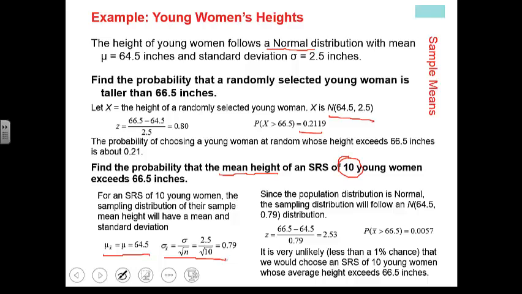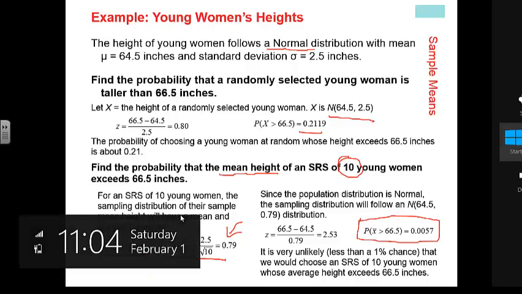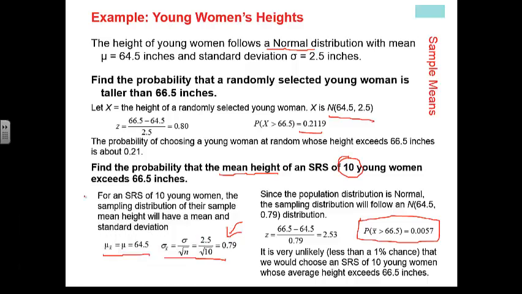To calculate this one, we do exactly the same thing on our calculator: normalcdf of 66.5, comma, infinity, comma, the mean of 64.5, comma, but a different standard deviation. We'll put in here the standard deviation of the sampling distribution, 0.79. So that's really the main difference in calculating those two problems.